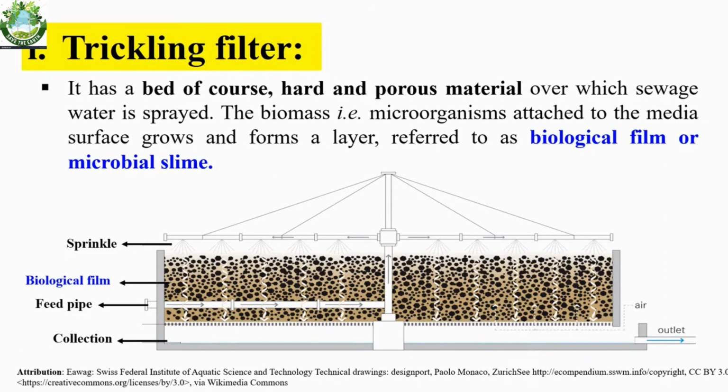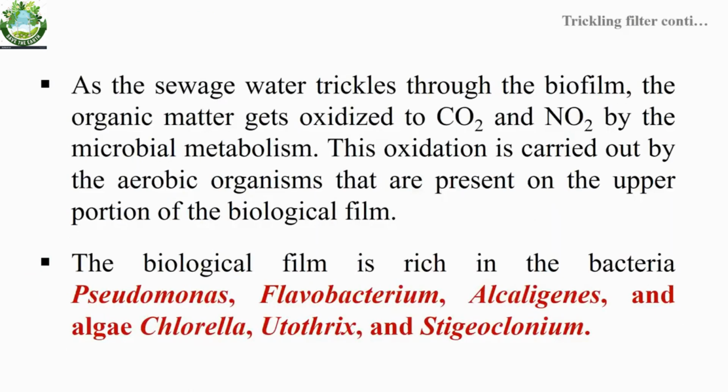So this is the basic of the trickling filter method, which can be used for the biological treatment of wastewater. If you go into the detail of the trickling filter, you will find that the thickness of this film is generally 0.1 to 2 mm and it is very rich in microorganisms. As the sewage water trickles through the biofilm, organic matter gets oxidized to carbon dioxide and NO2, that is nitrogen dioxide, by this microbial metabolism.